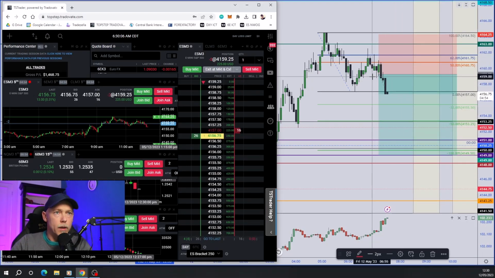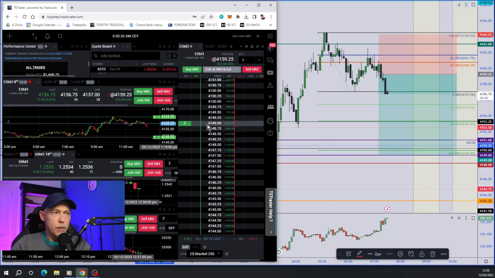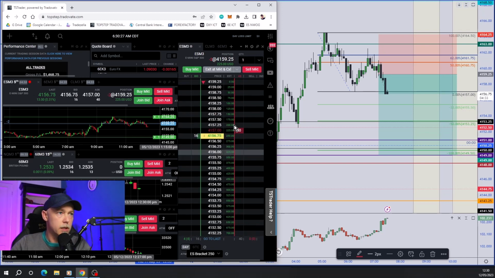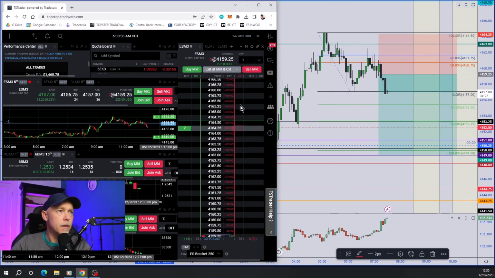So for 10 points, we need to go from 5925 to 4925, or let's say 49 round number. So my take profit there, 2 contracts at 4149. So it just would net me about $1,025. And we're up about 250. Price is moving down and away. So we're happy to hold this trade.